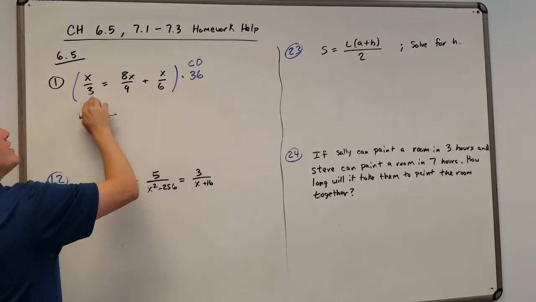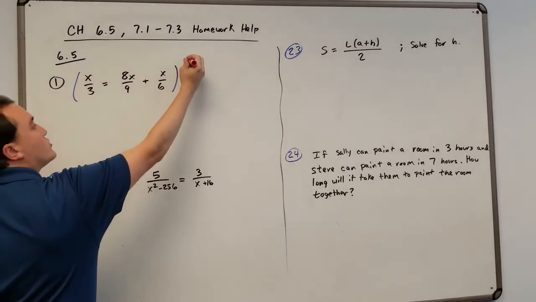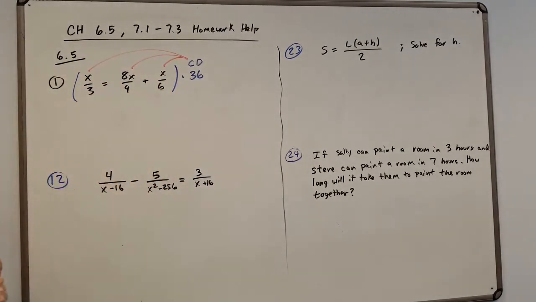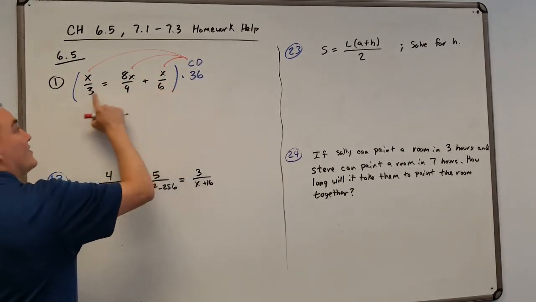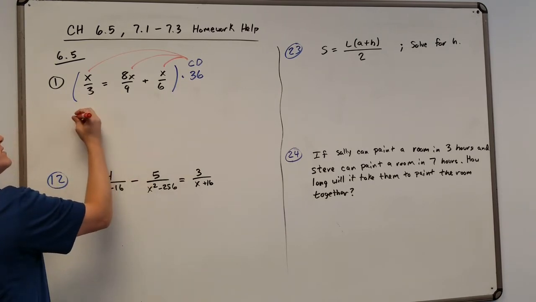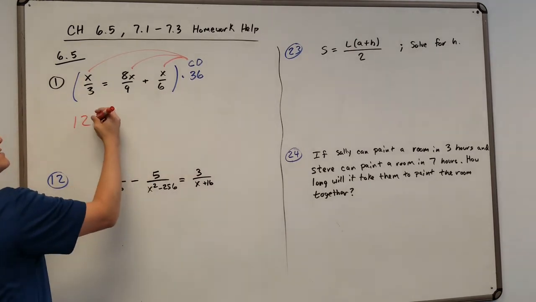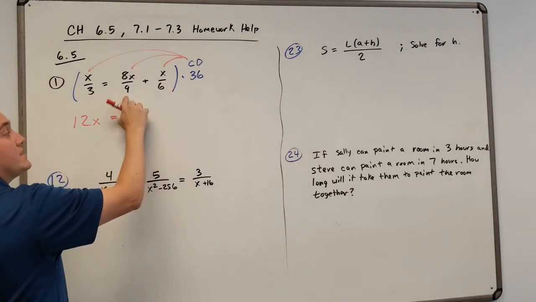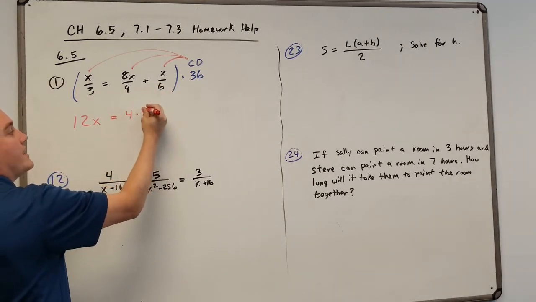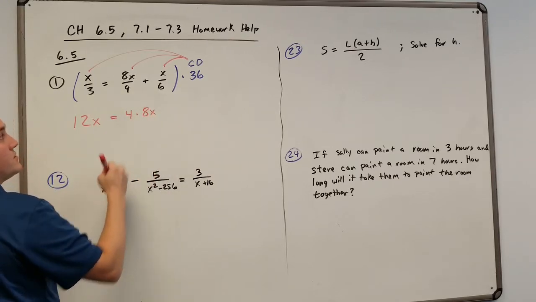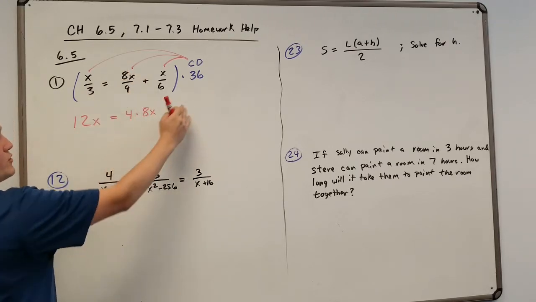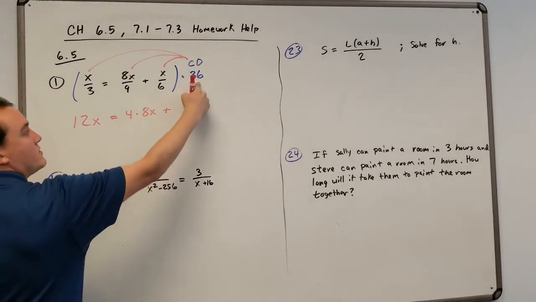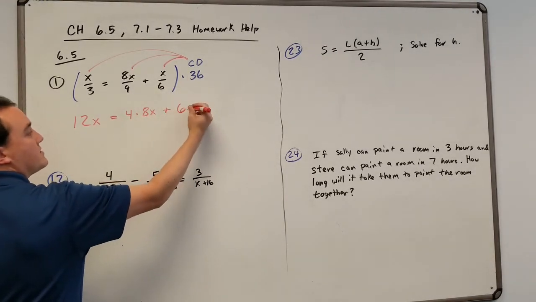36, remember you divide the bottom and multiply the top, and we're distributing that to everything. All 3 pieces. So 36 divided by 3 is 12 times x equals 36 divided by 9 is 4 times 8x. So notice the top didn't change. I'm showing you that work. 36 divided by 9 is 4 times 8x. Plus 36 divided by 6 is 6 times x.